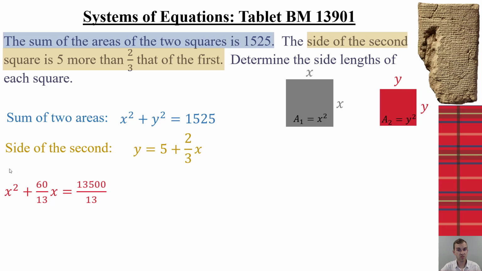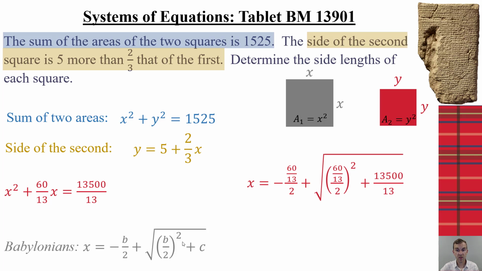Again, they like their tables and their formulas. So that form would be negative b over 2 plus the square root of b over 2 squared plus c. Very similar to our quadratic formula that we use. So let's substitute in the values we have. Then once we have them in there, we can simplify each of those values, and that becomes negative 30/13 plus 420/13. And when I add them together, that becomes a value of 30. So that one length of the square has to be a length of 30.